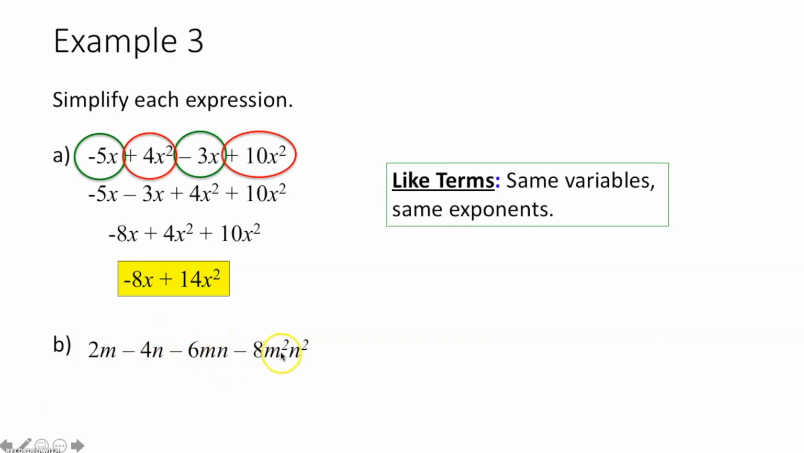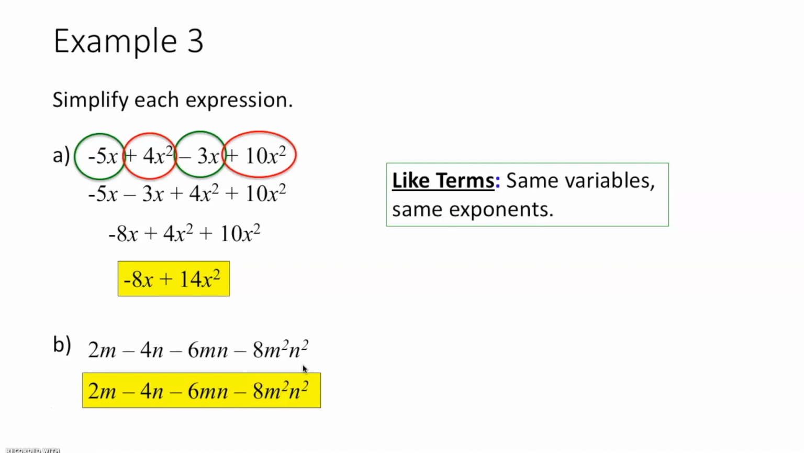This mn also has an mn over here, but the exponents do not match in this case, right? This is m to the first, n to the first. This is m to the second, n to the second. So there are no like terms in this expression, meaning that you can just rewrite that and that is your answer. That's the simplest you can make that expression.